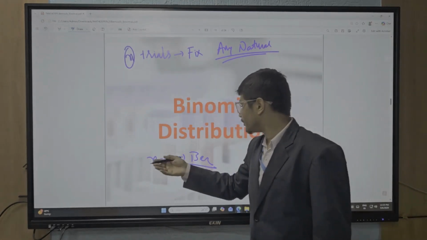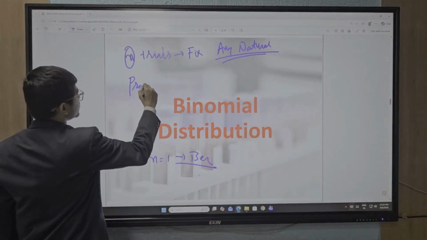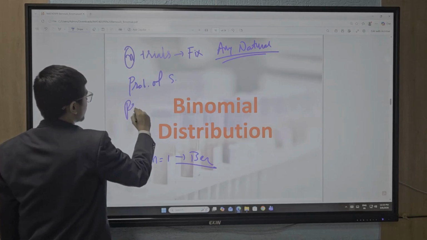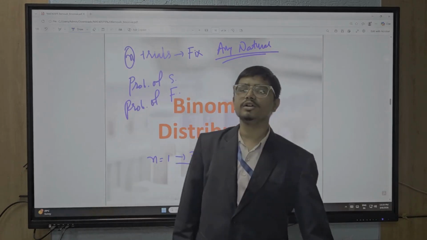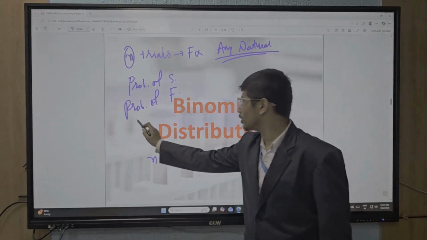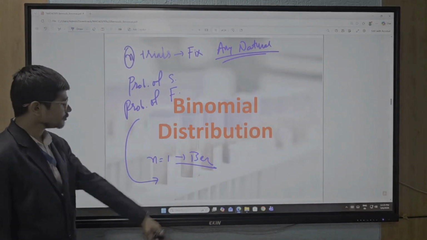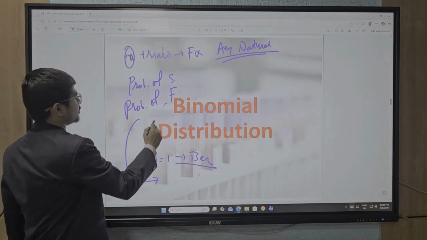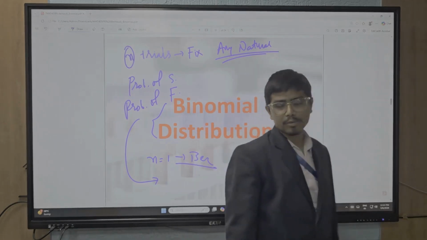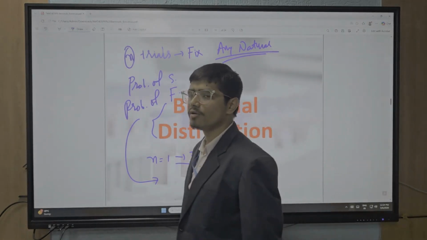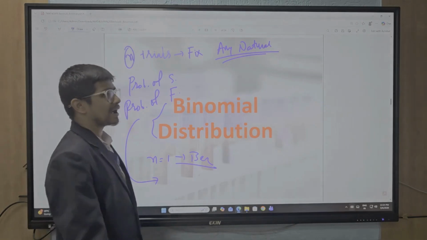Similarly, we have two scenarios, probability of success and probability of failure, in the binomial distribution, and similarly in the Bernoulli distribution also. So in Bernoulli and binomial distributions, the number of trials is fixed, and for getting success or failure we have two scenarios. So now let's start the binomial distribution.